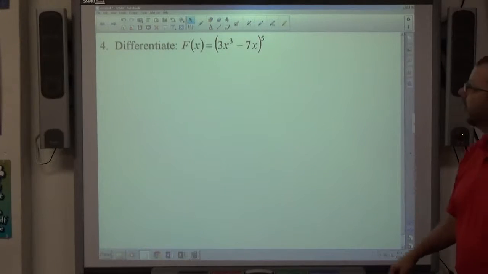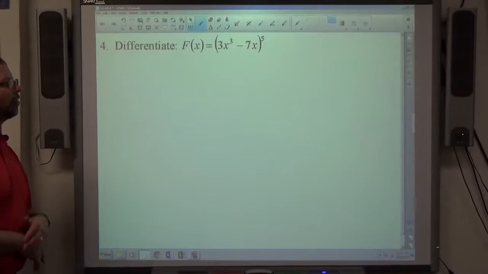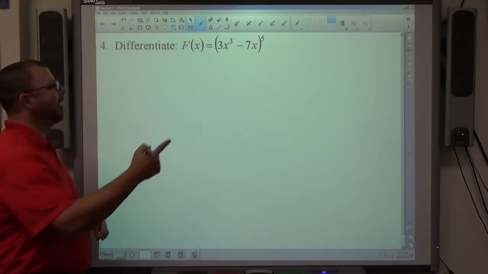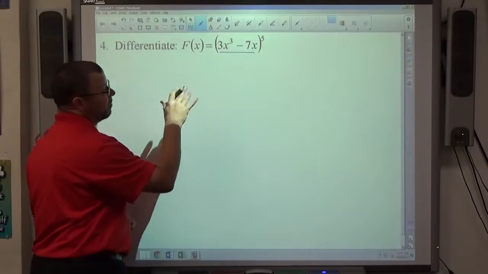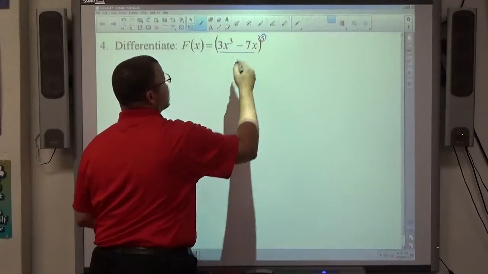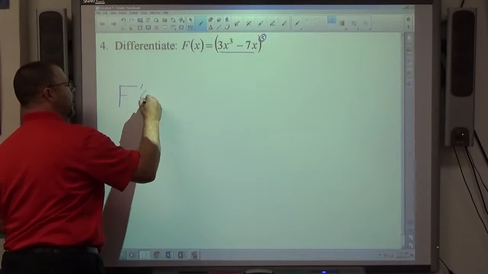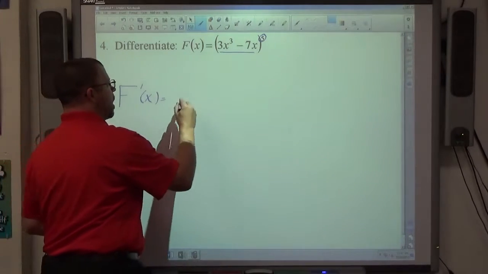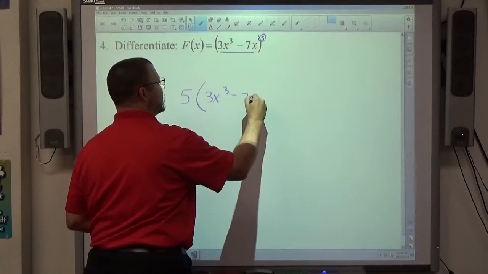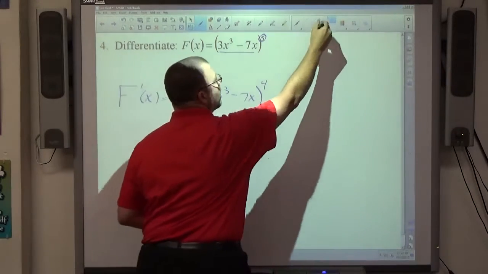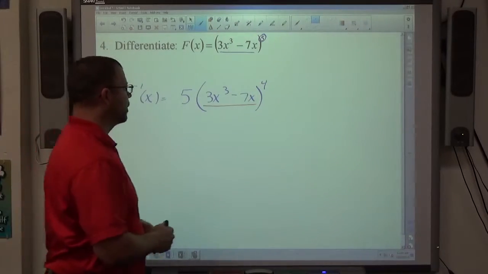Number 4, differentiate f of x equals 3x cubed minus 7x to the fifth. Exactly the same kind of problem as the last one. There's just no fractional powers happening. Once again, we have an object, 3x cubed minus 7x. It's not just x, it's a function of x raised to the fifth power. So again, it's a power structure. So if I'm going to differentiate, f prime of x equals, I take my power, which is 5, multiply by the base, 3x cubed minus 7x, and reduce that to the fourth. And then the base has a derivative of 9x squared minus 7.